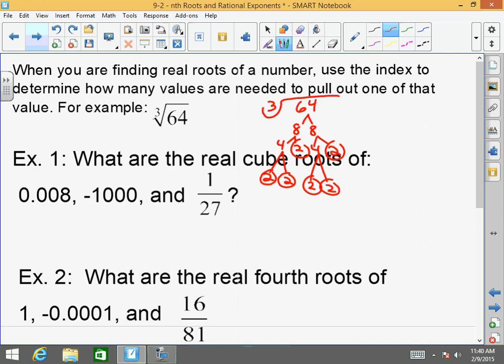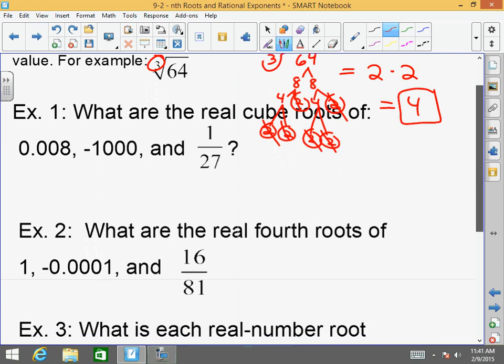Remember, in all cases, you look at the index for however many sets of numbers that are equal to the index, you pull them out as 1. So in this case, I'm looking for sets of 3. So a 2, a 2, and a 2 comes out as a 2. A 2, a 2, and a 2 comes out as a 2. So my answer here is 4. Because 4 times 4 is 16, times a third 4 is 64, and the cube root of 64 is 4. Okay?